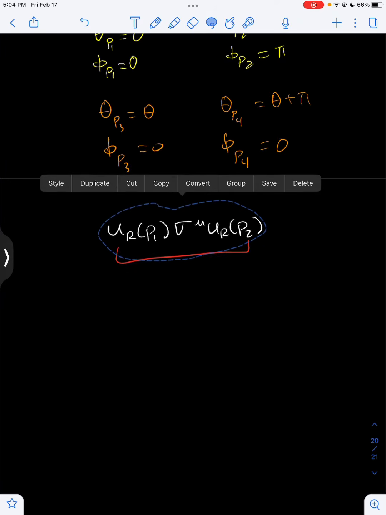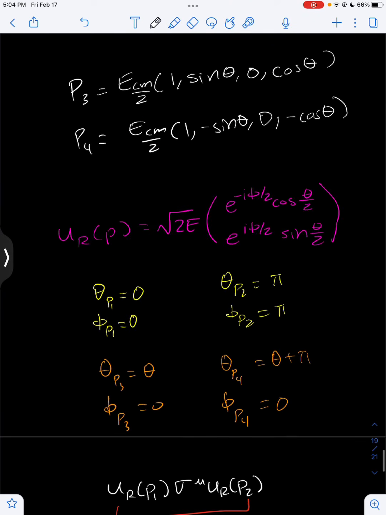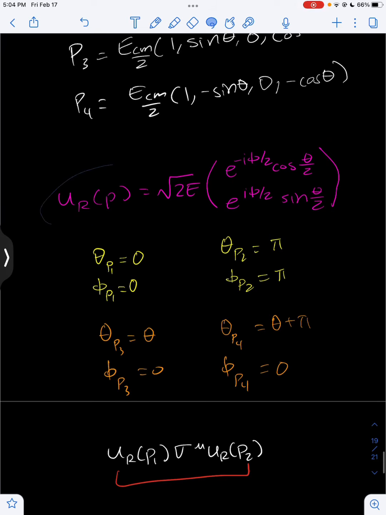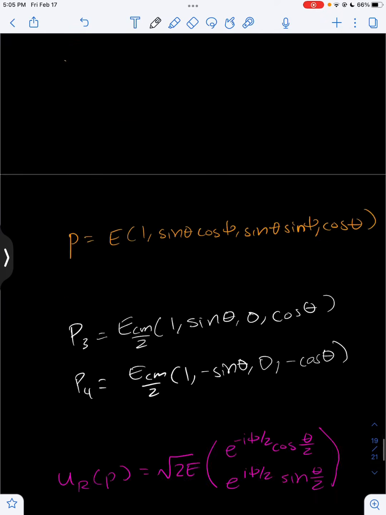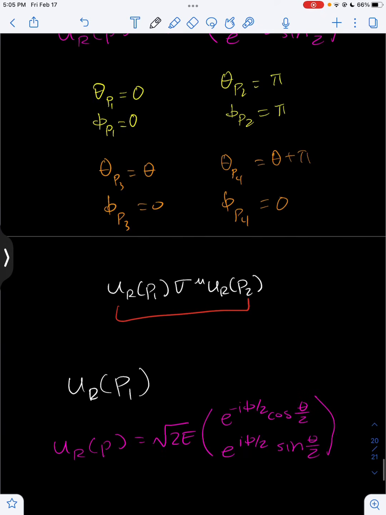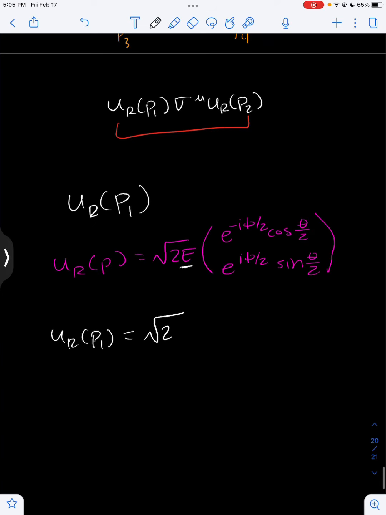First we need to find out what UR of P1 is going to be. This is going to be the right helicity spinor, and I've written the general form for the right helicity spinor. So let's paste our angle bank. We have theta and phi are 0, right? So UR of P1 is going to be the square root of 2 ECM. Again, the energy is going to be ECM over 2, right? So 2 times the square root of ECM over 2 is just going to be the square root of ECM.